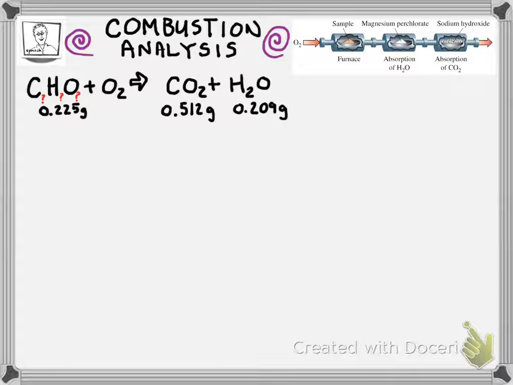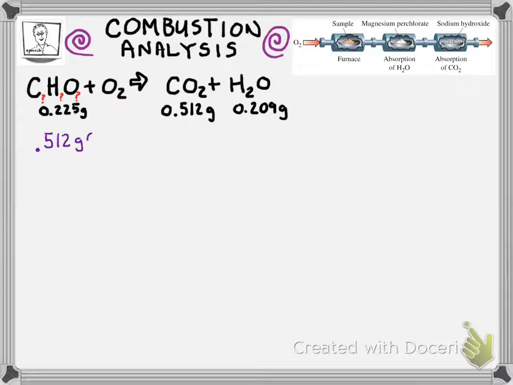So in this example that we did in class, you can see that the original sample had a mass of 0.225 grams, and when we're done burning that, we had 0.512 grams of carbon dioxide and 0.209 grams of water. So the trick here is to try to figure out how much of the oxygen is in the compound and how much of the oxygen was used just to combust it.